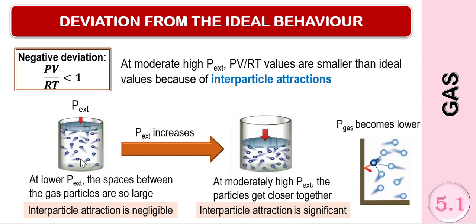We can neglect the attraction. But as the external pressure increases, at moderate high external pressure, the particles will get closer to each other. So we cannot neglect the attraction between the particles if the spaces are very small. So the chance for the gas particles to collide with the walls of the container will decrease and it will make the pressure of the gas become lower. So since the pressure of the gas is lower, that's why the product of PV over RT is less than 1.